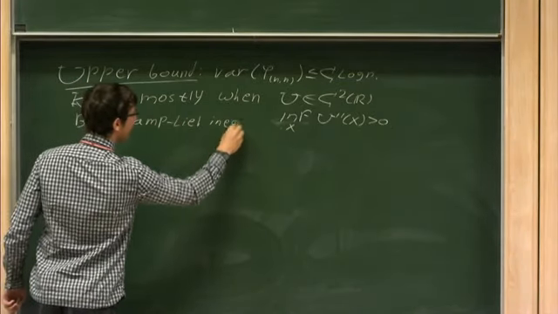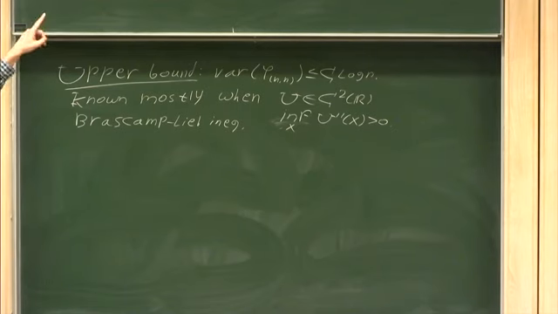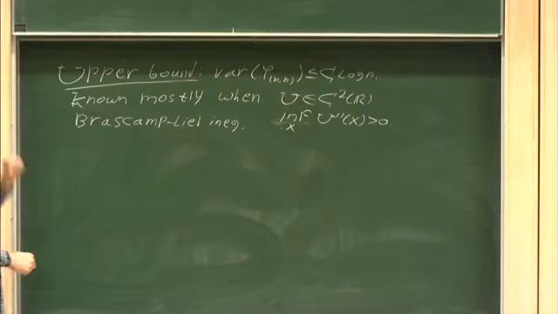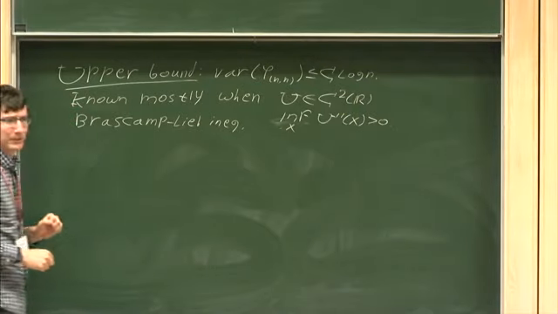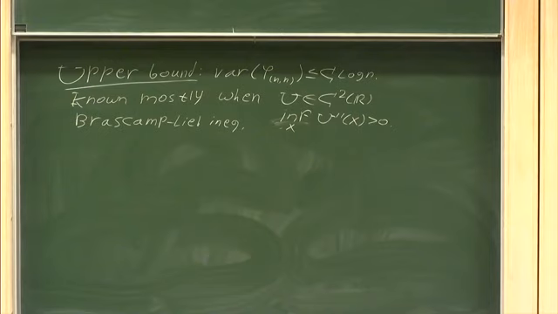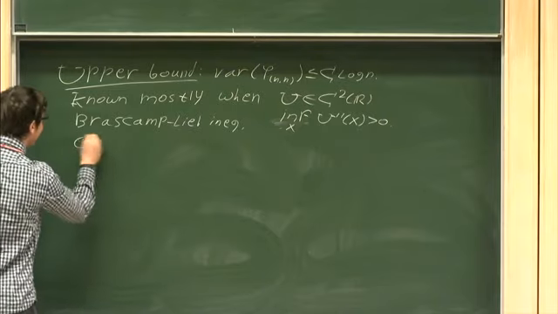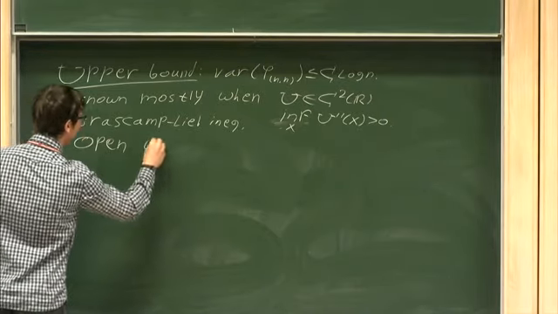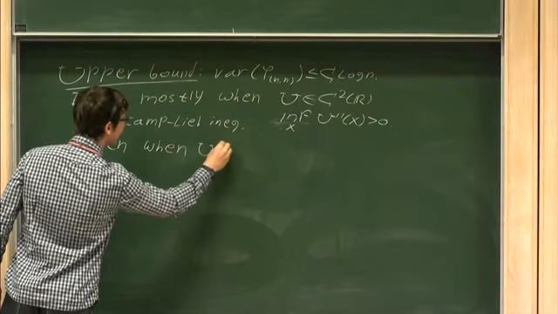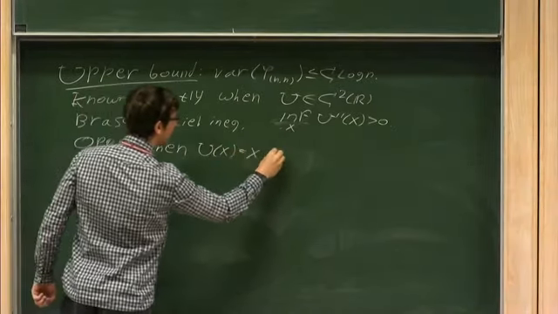There are a few other cases. For instance, if your potential is absolute value of x to the alpha, and alpha is between 1 and 2, if I'm not mistaken, the so-called infrared bound shows the boundedness. But just for an embarrassing open question, it is open when u of x is x to the fourth.